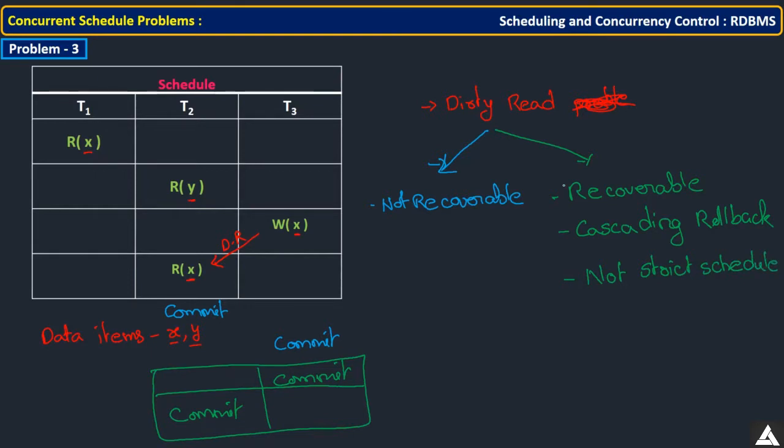Based on this discussion, you can say that first of all it is a dirty read. If the commit operation is this one, then it is not recoverable, and there is no further discussion. But for the green color, consider this side: if T3 commits first and then T2 commits, then it is recoverable, with cascading rollback, and not a strict schedule. In this way we can decide.